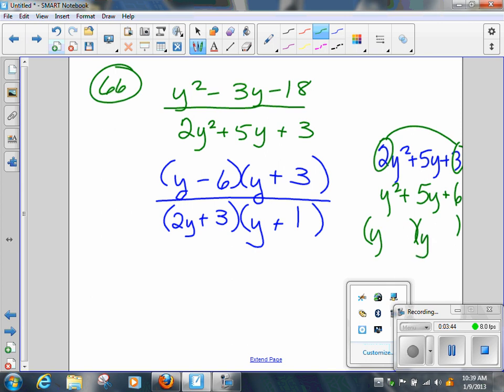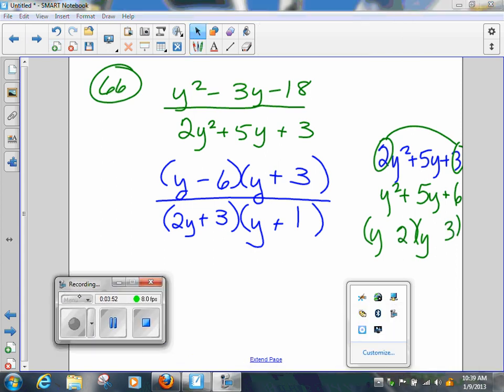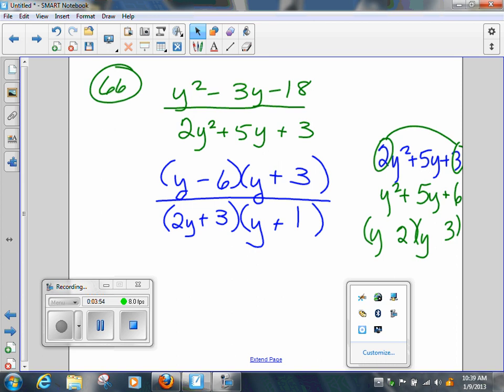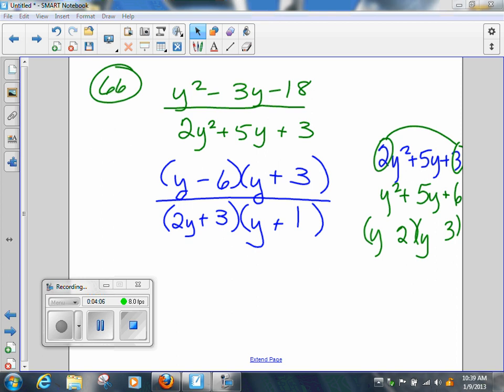Here we go with the 6 again. I need two factors of 6 that when I add give me 5. 2 and 3. Watch. Let me move this over here. Go away. Go away. Go away. Thank you. Here we go. Signs are the same, both going to be pluses.